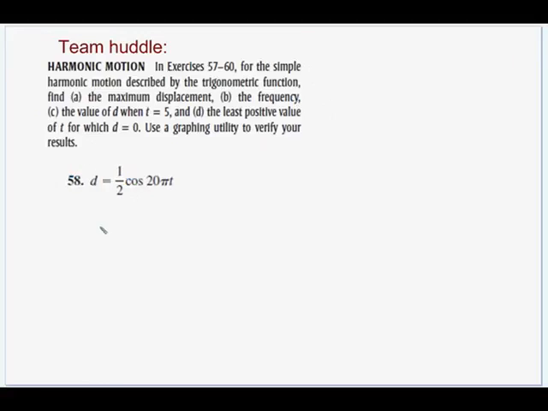Okay, part A. Here's our function. D equals a half cos of 20 pi times t. Part A is nice and easy. I'll even put it up here. Our maximum displacement is just the amplitude. And in here, that's a half. So max displacement equals a half.